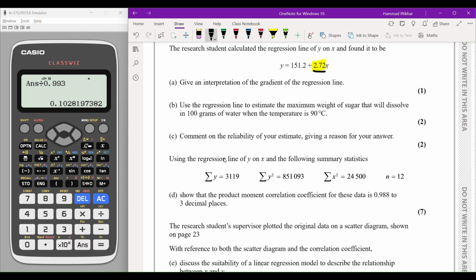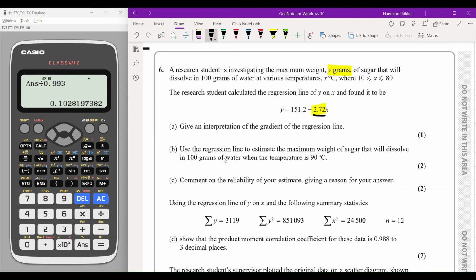Use the regression line to estimate the maximum weight of sugar that will dissolve in 100 grams of water when the temperature is 90 degrees Celsius. So basically 151.2 plus 2.72 times 90, which is 396.